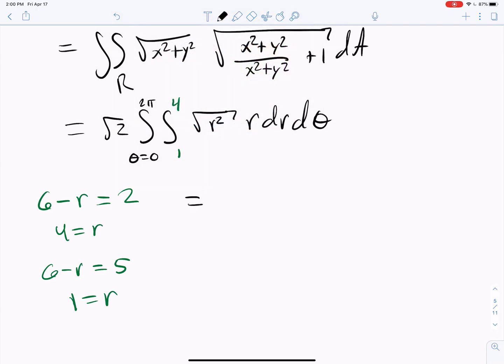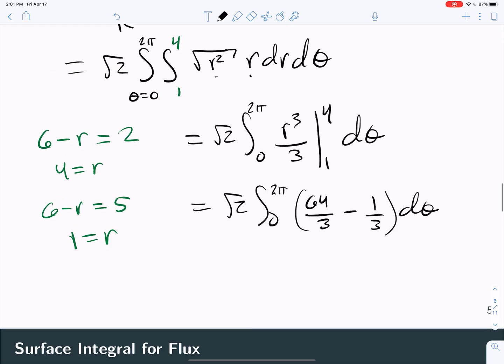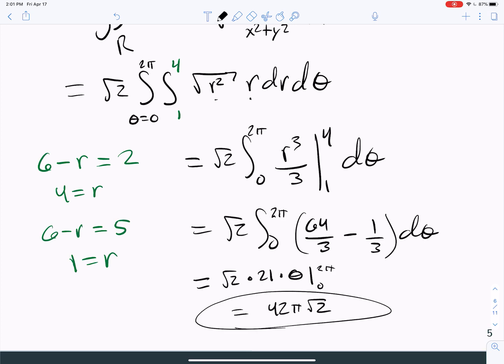All right, so now we can just do this double integral here. So we've got root 2 integral from 0 to 2 pi for the thetas. Okay, root r squared is r. R times r is r squared, so that's going to be r cubed over 3 when we take the antiderivative, evaluated from 1 to 4, d theta. Root 2, 0 to 2 pi. 4 times 4 is 16, times 4 is 64. So we got 64 thirds minus 1/3 d theta. And then that gives us root 2, 63 thirds. And 63 thirds is better known as 21. And then theta from 0 to 2 pi. So that's going to give us 42 pi root 2 as the mass of that object.